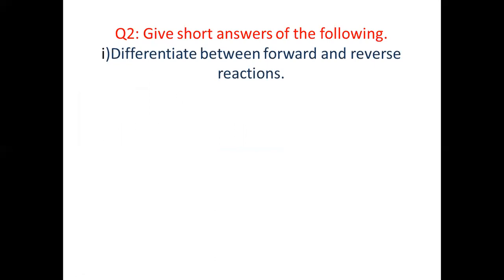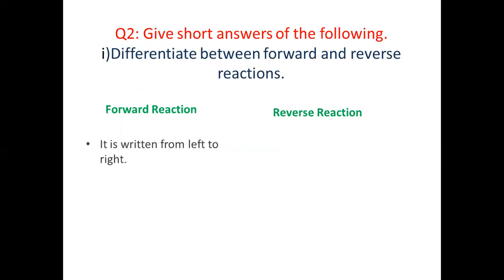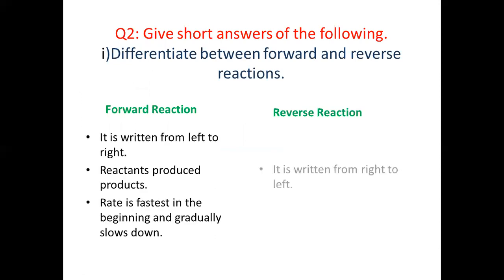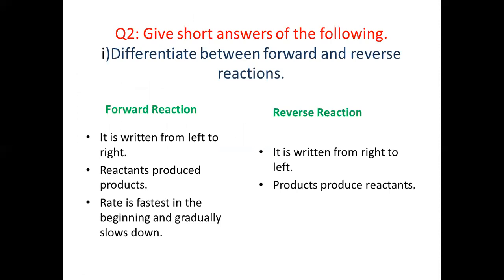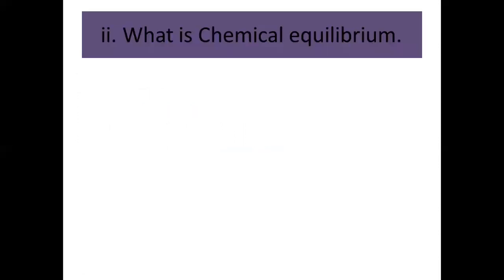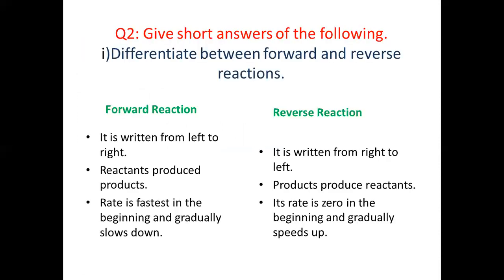Question number 2, give short answers of the following. The first question is, differentiate between forward and reverse reaction. I already told you the answer. Forward reaction is written from left to right, reverse reaction is written from right to left. In the forward reaction, reactant produces product; in the reverse, product produces reactant. The forward rate is fastest in the beginning and gradually slows down. The reverse rate is 0 in the beginning and gradually speeds up.